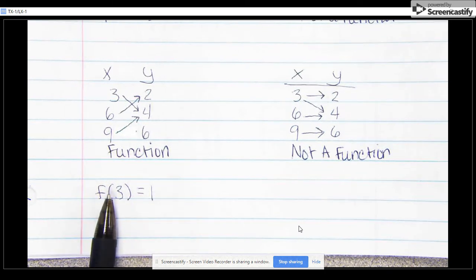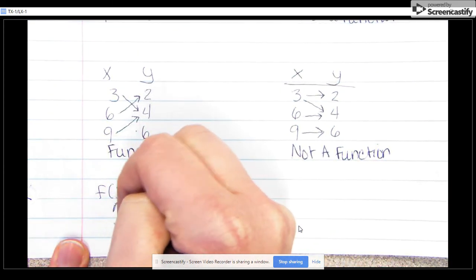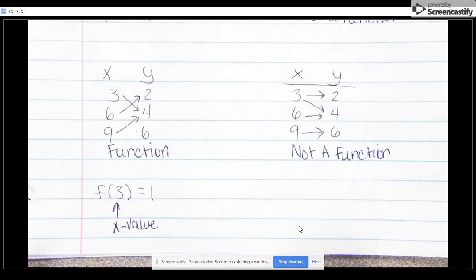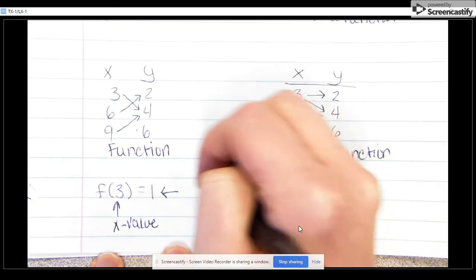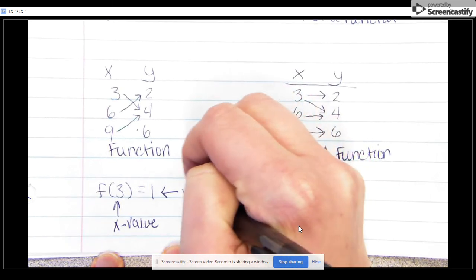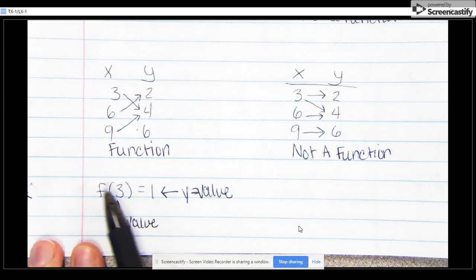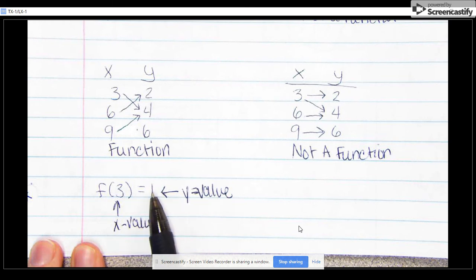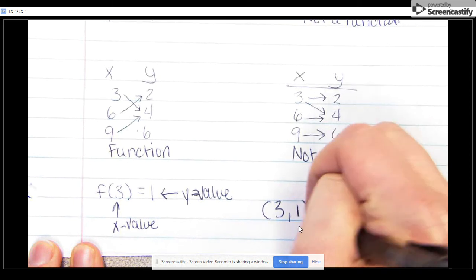When I'm looking at this, what is inside the parentheses is my x value. Always, always, always, whatever is in the parentheses is the x value. And whatever is outside the equal sign is going to be the y value. So if I asked you to create a point from this, I would know that the 3 inside the parentheses is going to be my x value. My number outside the equal sign is going to be my y. So my point is 3, 1.